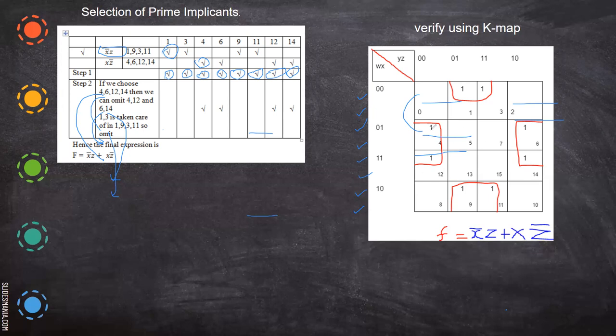Now if you consider this, here again, W gets eliminated. We have X. And in this column and in this column, Y gets eliminated because Y and Y bar are both there. And here we have Z bar. So X and Z bar. This is what, through the Karnaugh map, we get the expression, which is equal to this.